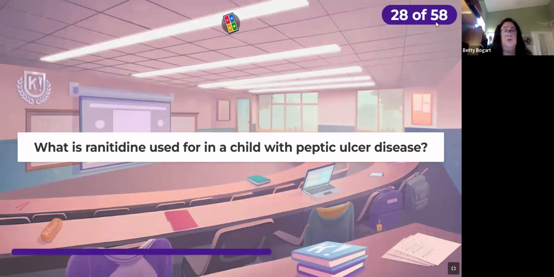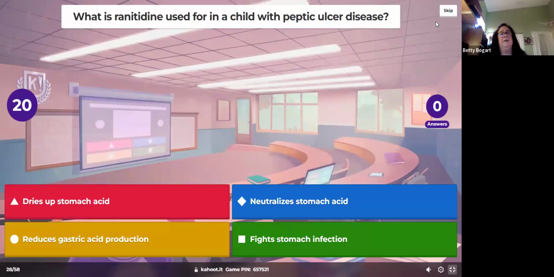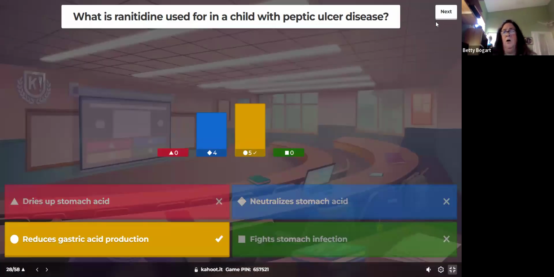What is ranitidine used for in a child with peptic ulcer disease? They change the name of this one all the time. It used to be cimetidine. They don't use that one anymore. Ranitidine, they've taken that one off the market. Now they're using famotidine, which is your Pepcid. All this does is decrease the amount of acid, so the stomach lining's not getting eaten up by all this extra acid, and it gives it a chance to heal.